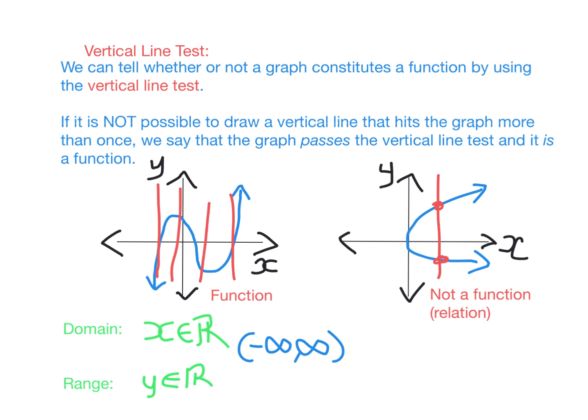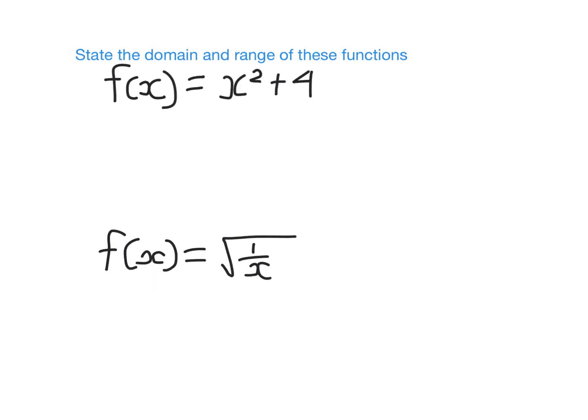So let's now look at finding the domain and range for harder functions. Let's consider these two functions here. We know they're functions because they can be written with f(x) notation. We're going to look at the domain and the range. So the domain is the set of inputs. It's the set of values that x can take. So you can square any number you like and add 4 to it. That's why the domain here is negative infinity to infinity.